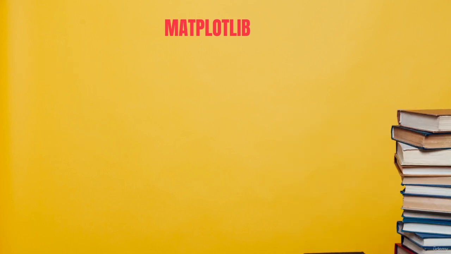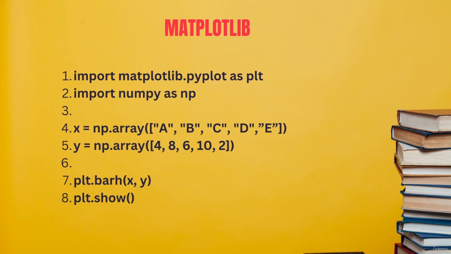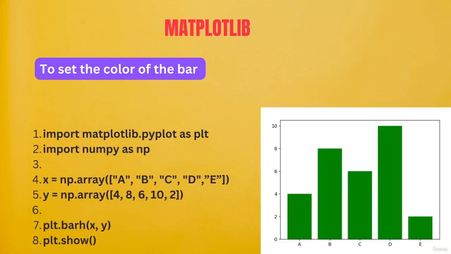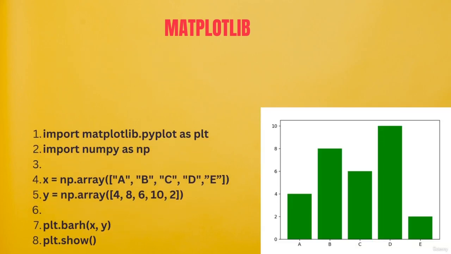If you want to show the bars in horizontal order, then replace the bar method with barh. H stands for horizontal. Duh. To set the color of the bar, pass in a color parameter, like this one. We can also change the width by passing width as a parameter.